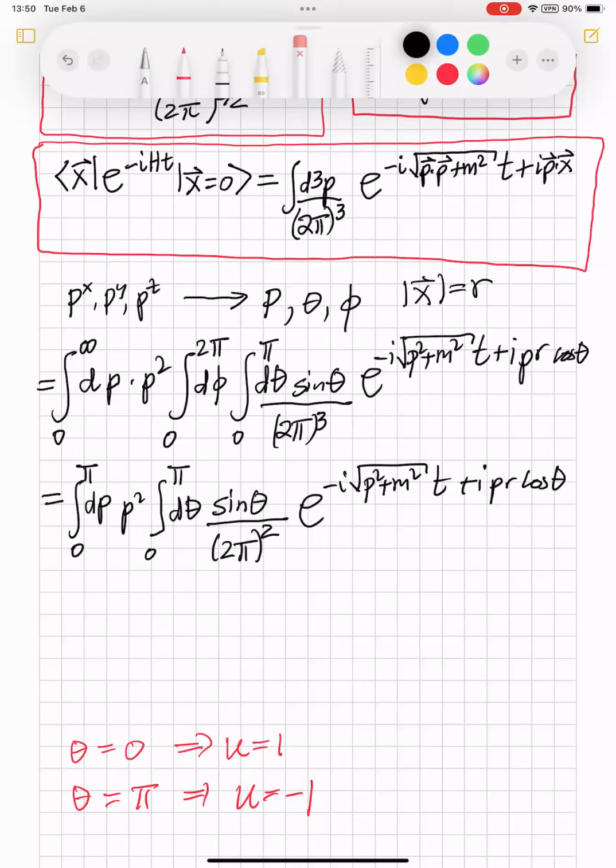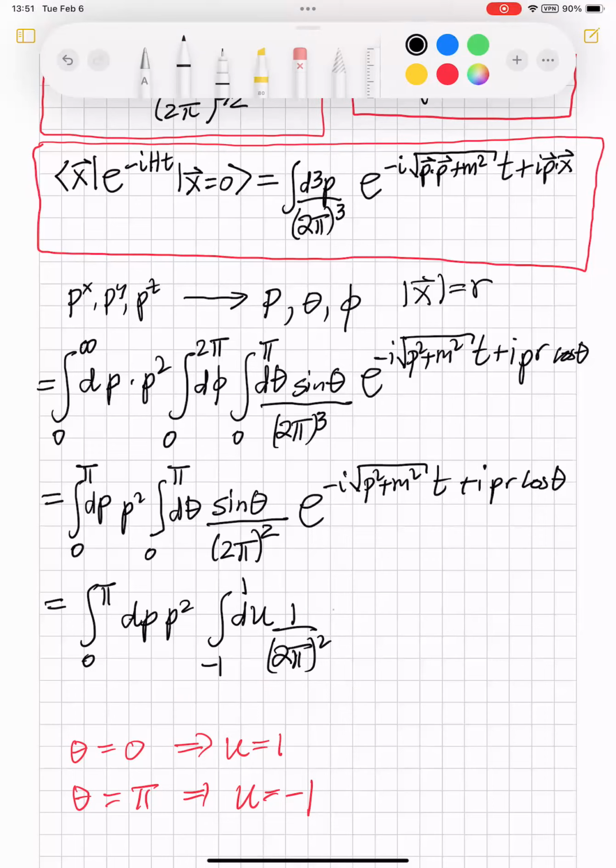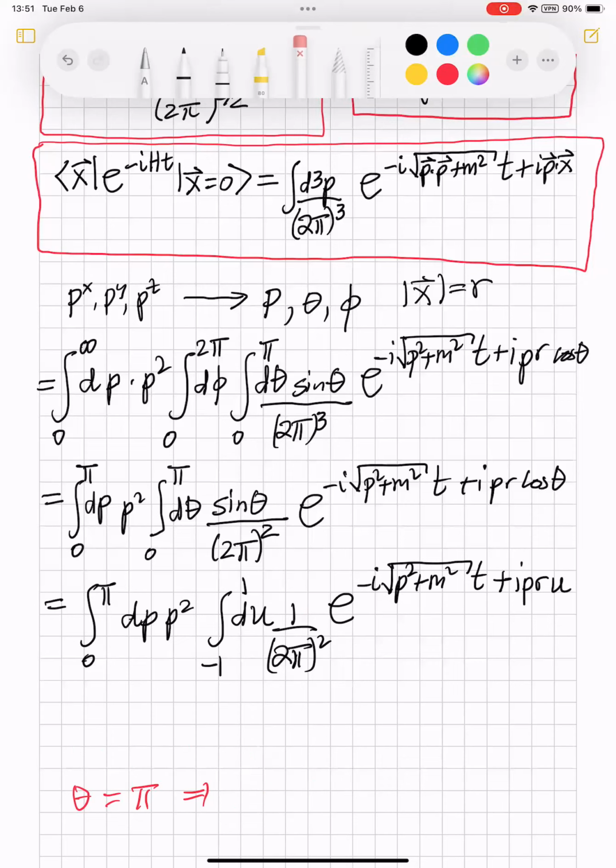So we will have this equal to an integral from naught to pi dp times p squared, an integral du from -1 to 1 over 2 pi squared. And then we have an e to the minus i square root of p squared plus m squared t plus i p r u. And you see, the nice thing now is the integral over u is very easy to do because we're just integrating an e to the iPru.